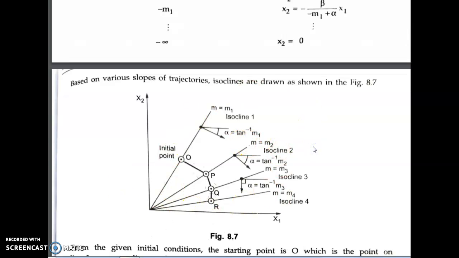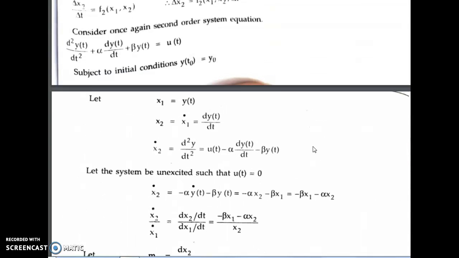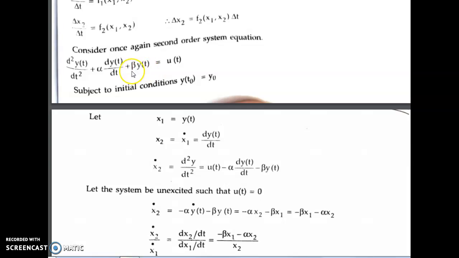For this graph, they have taken one simple example. You can take any example, no problem. You don't need to memorize or learn this by heart. You can give any example.